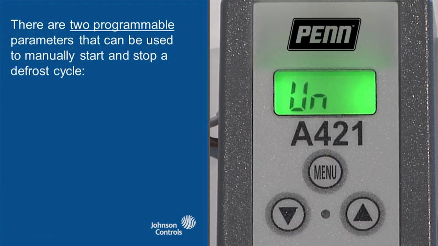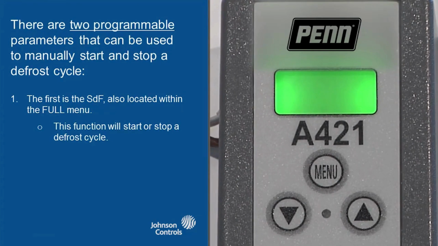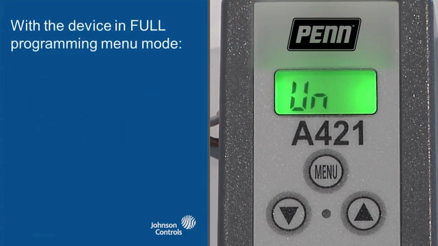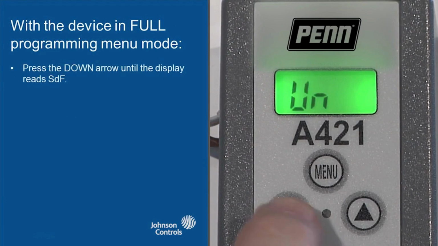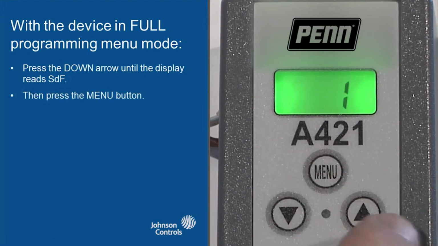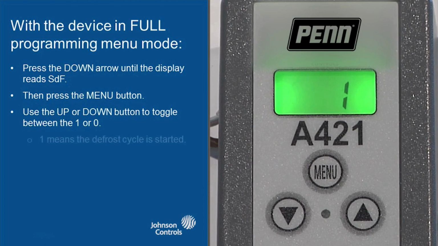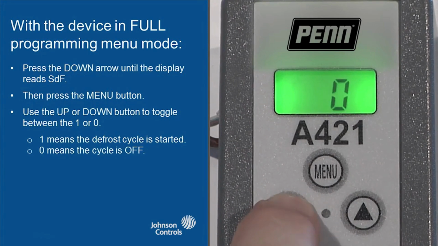There are 2 programmable parameters that can be used to manually start and stop a defrost cycle. The first is the SDF, also located within the full menu. This function will start or stop a defrost cycle. With the device in full programming menu mode, press the down arrow until the display reads SDF. Then press Menu. Use the up or down button to toggle between the 1 or the 0. 1 means the defrost cycle is started. 0 means the cycle is off.